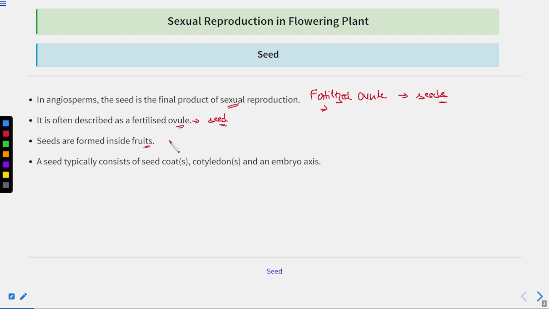Now seeds are formed inside the fruits. If we talk about the angiosperms, we know that ovules are enclosed by the ovary. That's why seeds are formed inside the fruit. So ovules are enclosed in the ovary, and that's why seeds are produced in the fruit. This is the characteristic feature of the angiosperms, which are flowering plants. In gymnosperms, naked seeds are produced.